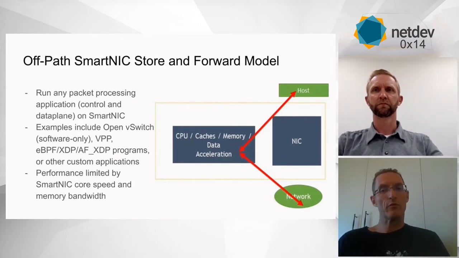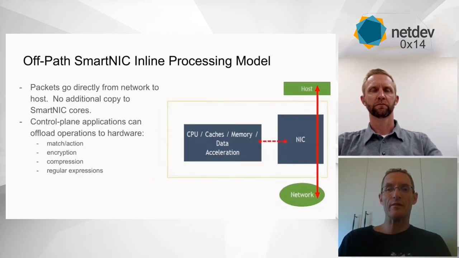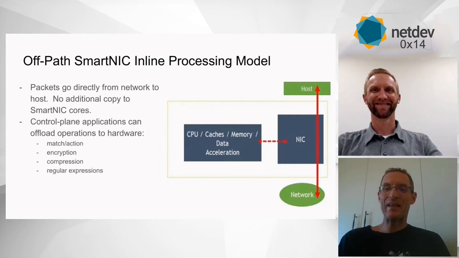The next model, we refer to it as inline. The inline forwarding model, as the name suggests, the packets go directly through the NIC without going through the SoC. So we have a control plane and a data plane. The data plane fully goes through the NIC. There's no additional copy and no performance compromise. The control plane, on the other hand, still runs on the SoC.